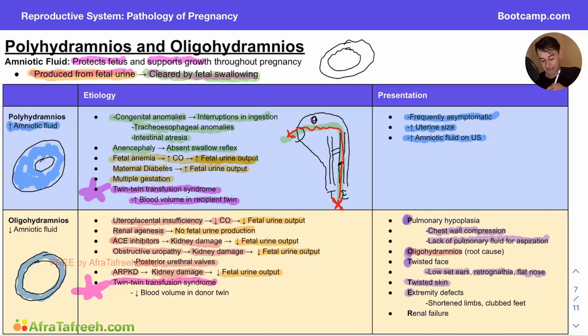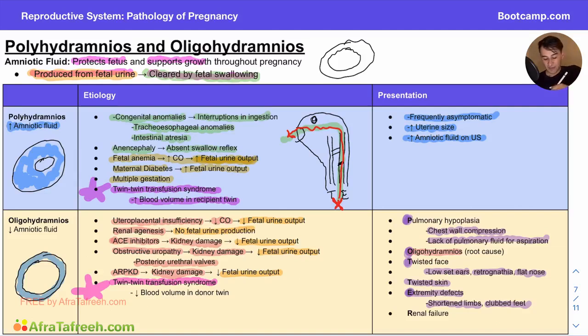Also, we can expect to see extremity defects. So our extremity defects are going to be really high yield, especially club feet. Essentially, the fetus does not have room to stretch out and move inside the amniotic sac, and this is going to cause extremity defects because of shortened limbs and clubbed feet. And this is going to be pretty high yield, especially those club feet.